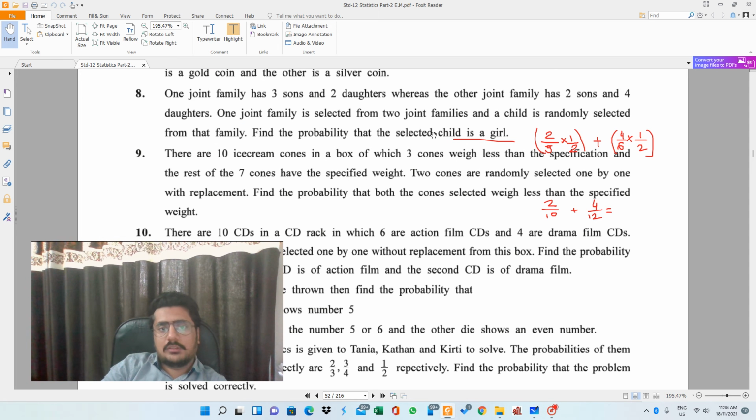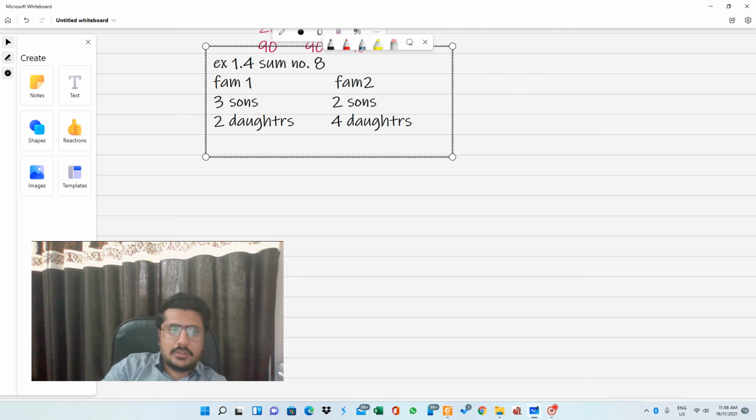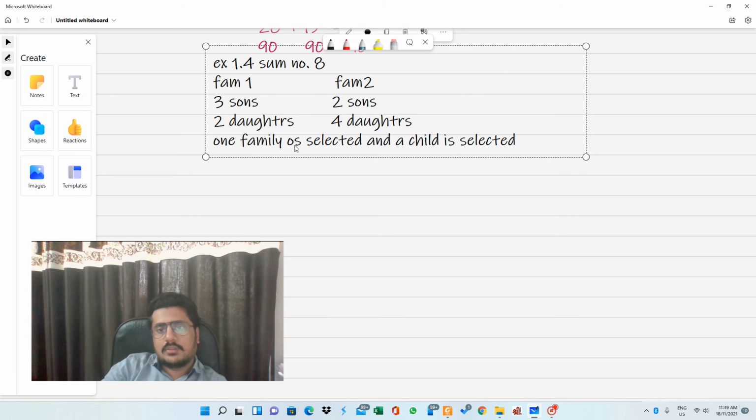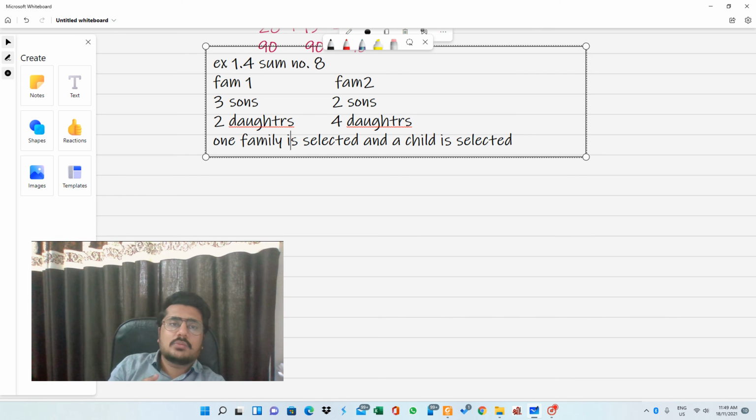What is my question? That one family is selected from the two families and a child is selected from that family. So first of all, one family is selected and a child is selected. See, you have to notice the difference between this question and the previous question. In the previous question, you had to select from both the given groups, one rabbit and one mouse, from both boxes, box one and box two. Here, you have to select only one from the two.